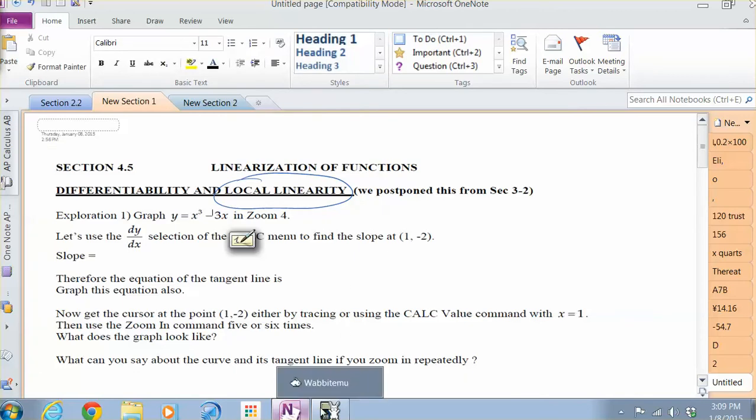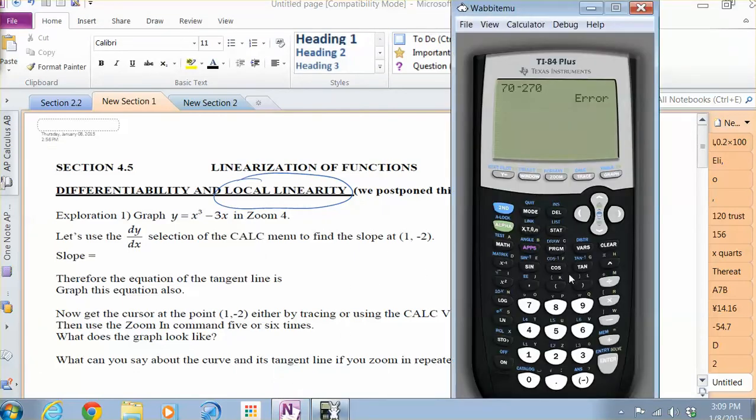So here I have my trusty app, the Wabbit. If I go to y equals, I'm going to clear all this junk I have here because I don't care to see it. So again, get your calculator out, go to y equals, and type in x cubed minus 3x. Now before I hit graph, I'm going to hit zoom and select option 4, which is Z Decimal.